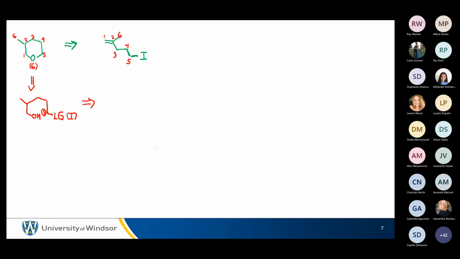Okay. Can somebody take me from the structure on the bottom left up to the structure on the top right? You can do this in one step if the leaving group is iodine. So how do I go from here to here?